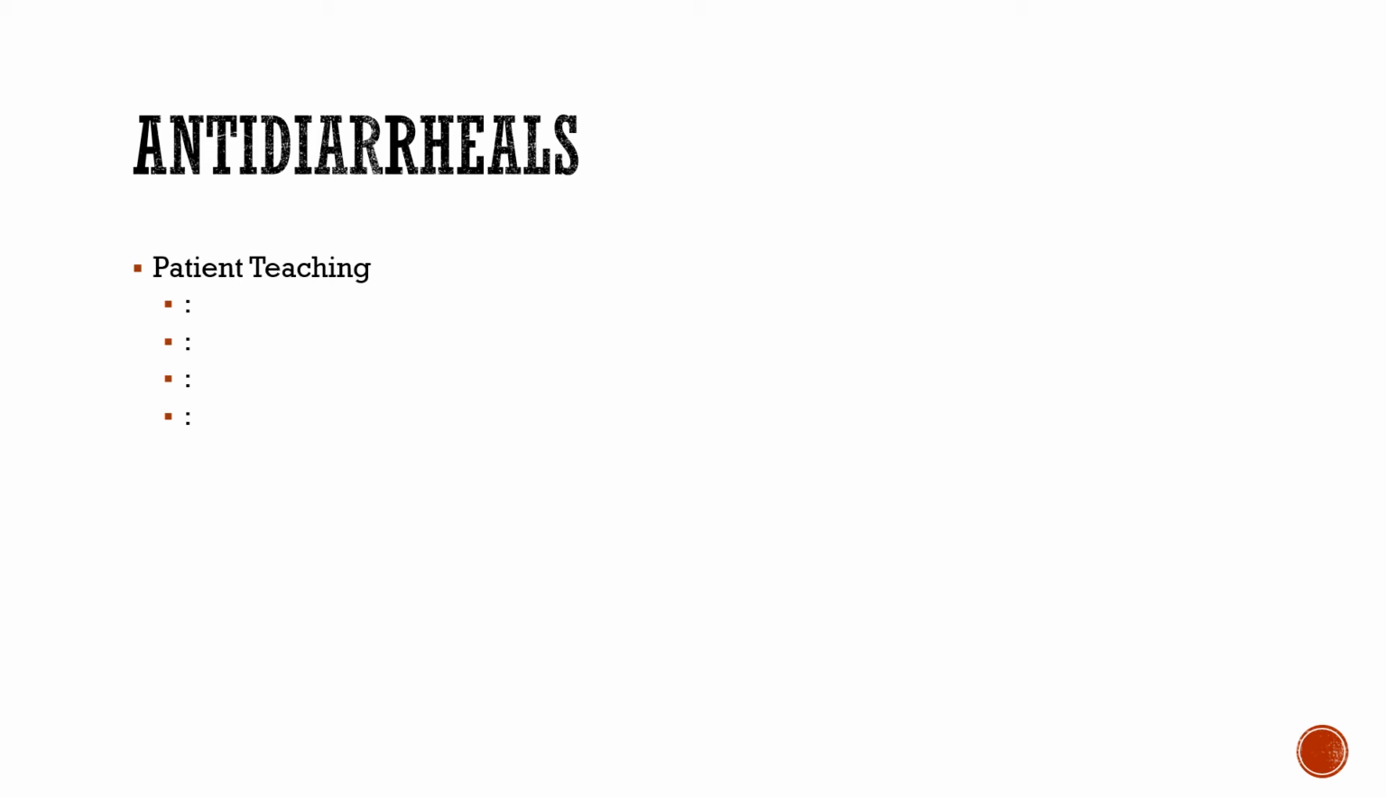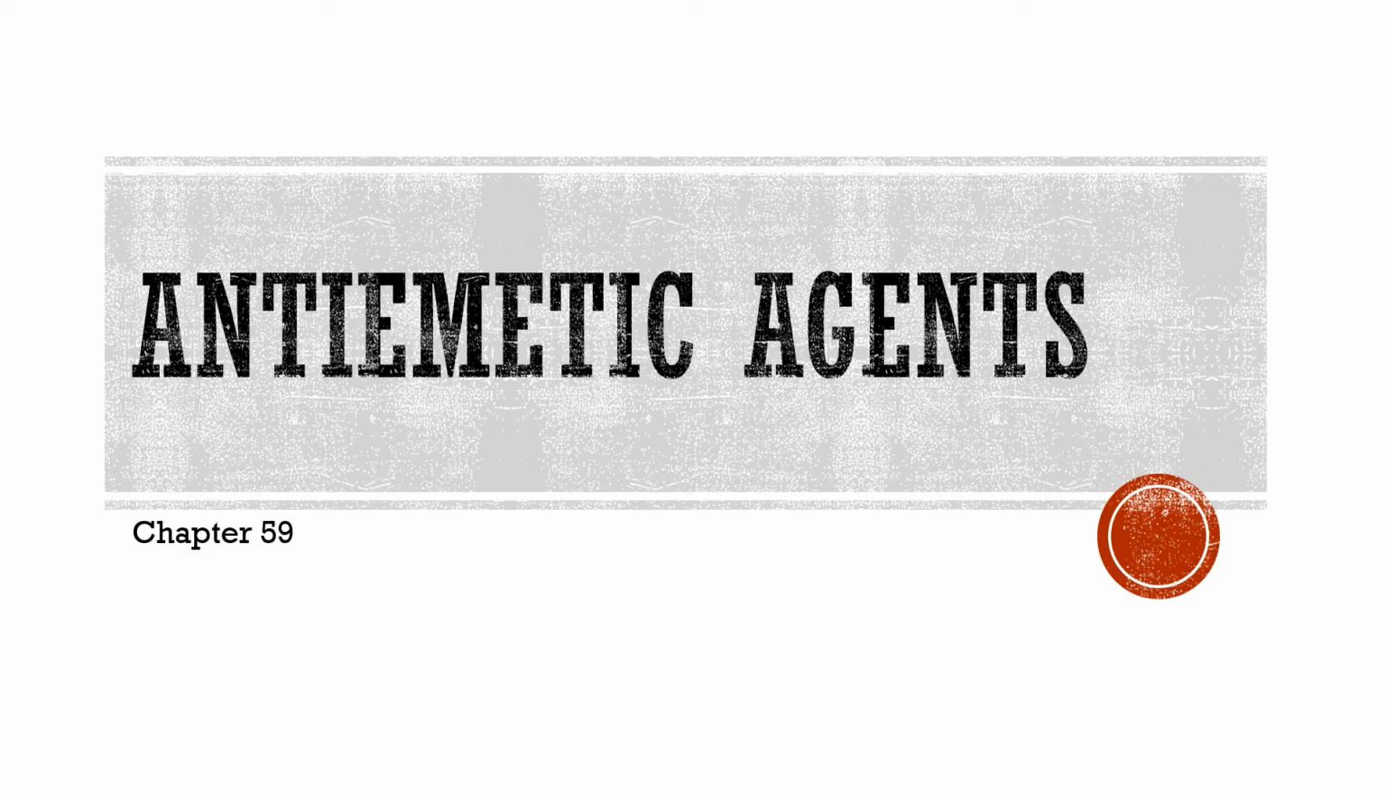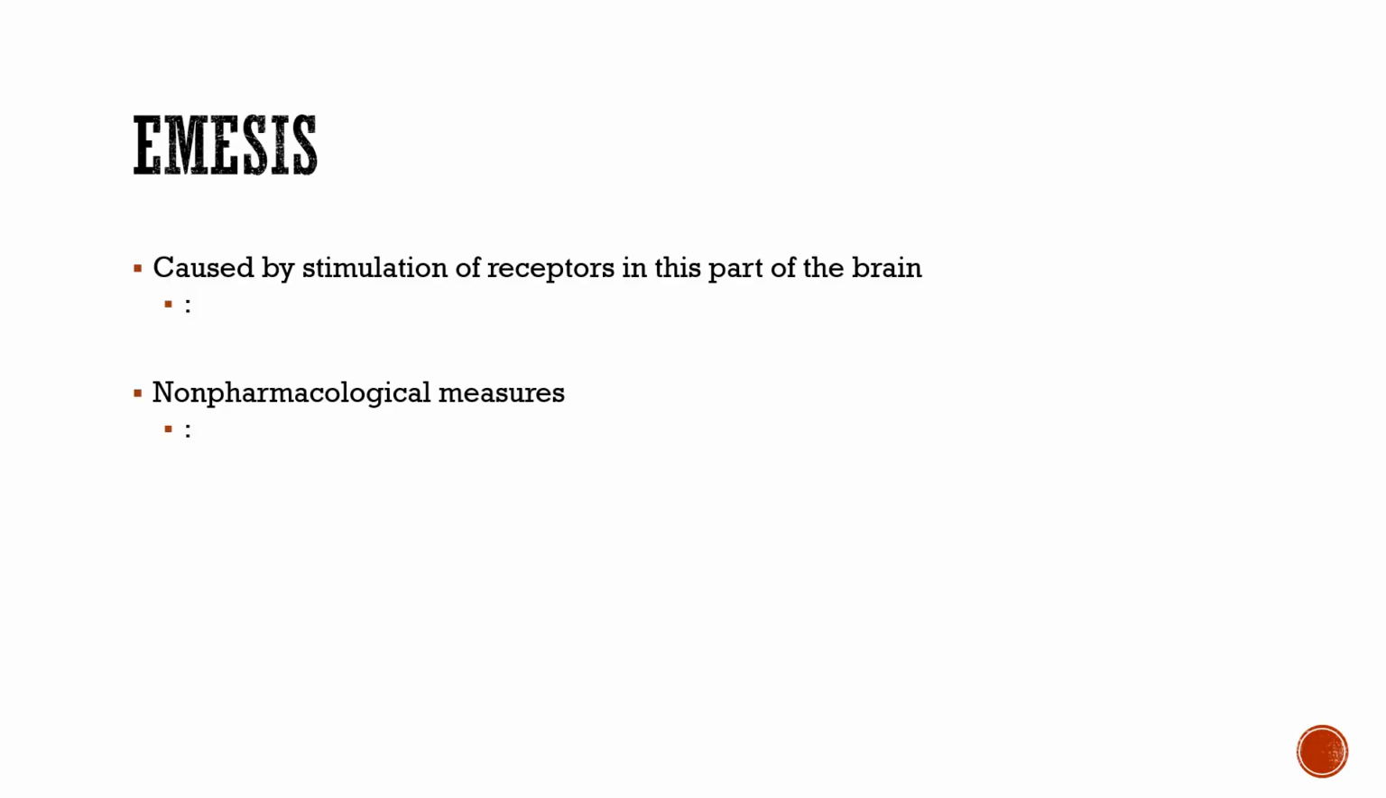And then let them know if they're taking the bismuth that it's probably going to turn their stool dark or black. So be careful, but just understand that's expected with that. Antiemetic agents, these are nausea and vomiting medications. So emesis is caused by stimulation of receptors in the CTZ, the chemoreceptor trigger zone, also known as the vomiting center. That is in the medulla oblongata.